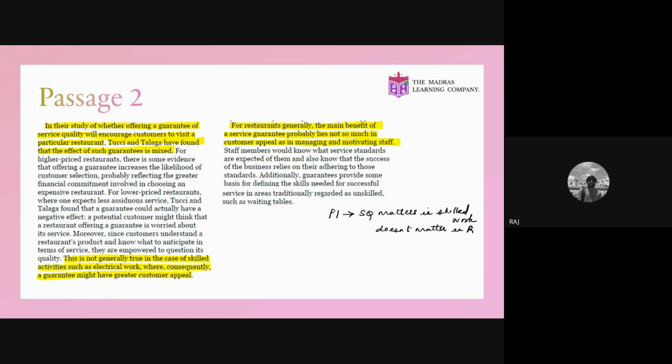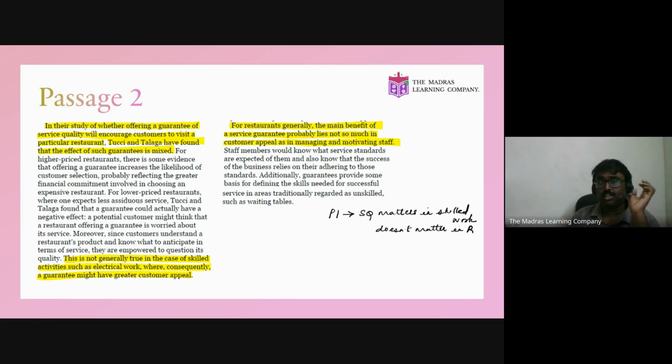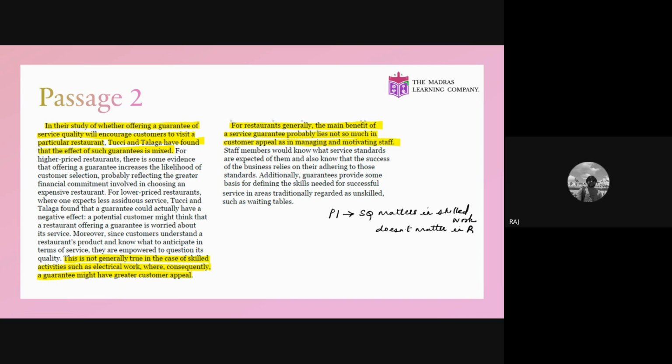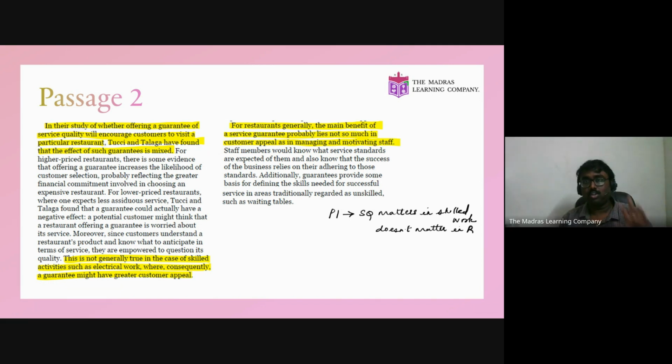So first understand this sentence. What is it trying to tell you? When you read the sentence, that's another tip: not just reading it, you read and try to understand what it is. Just take two or three seconds to understand. So what does the sentence tell you? They're saying the main benefit of a service guarantee doesn't lie so much in customer appeal, but also in managing and motivating the staff. Correct. So it's not only for customer guarantee, but it's also for staff. Mayuri, next sentence.